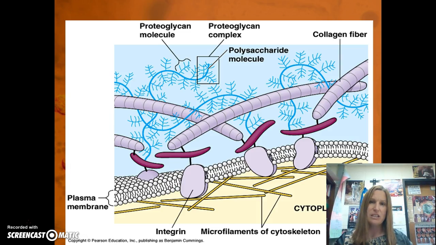So let's take a look at this. Here's my proteoglycan molecule, okay, right there, and this whole thing is a complex. So it kind of just reminds me of a tree. Here's my branch, but the whole thing, if you're that little branch that is coming off of the entire big branch. Here we see the collagen fibers. Okay, and down here we can see our plasma membrane. And we're going to talk about integrins here in a moment.